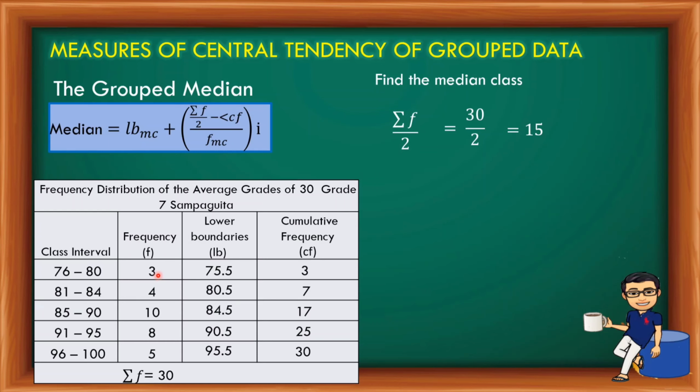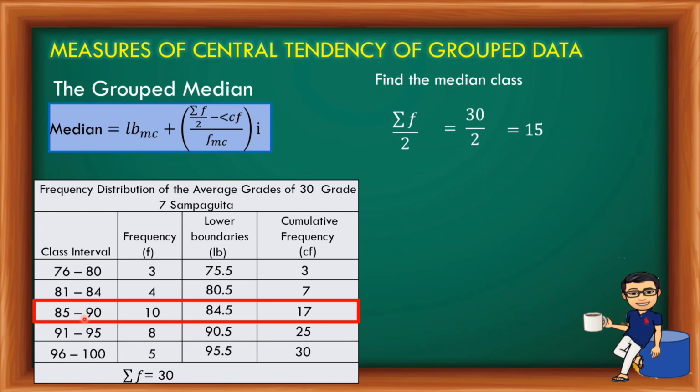So, mula dito, dito tayo magsisimula. Pwede nating tignan dito. Mayroon ng 3 estudyante rito. Pag inad natin ng 4, ilan na yung estudyante? 7. So, may kulang pa tayong 8. So, may 8 student pa na kailangan para ma-exact natin yung 15 na ating kinompute. So, ay may 10 na kasunod. Ibig sabihin, pasok na dito yung 8 kulang. So, ibig sabihin, dito papasok yung pang 15 na position. So, ito yung ating magiging median class. So, yung 85 to 90, yan yung ating magiging median class.